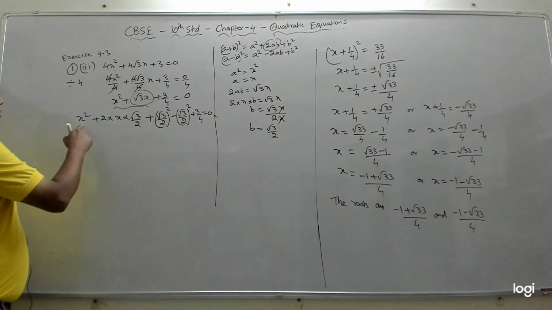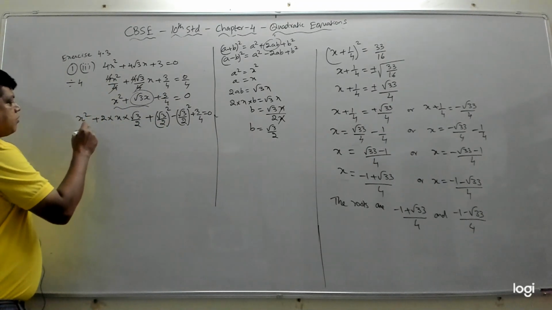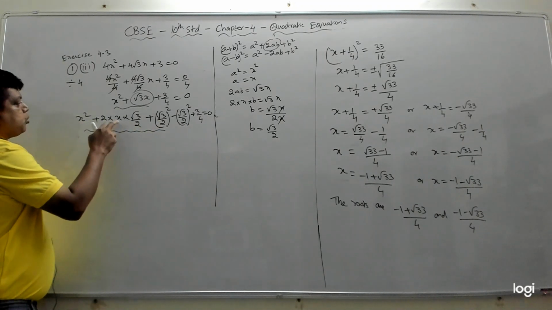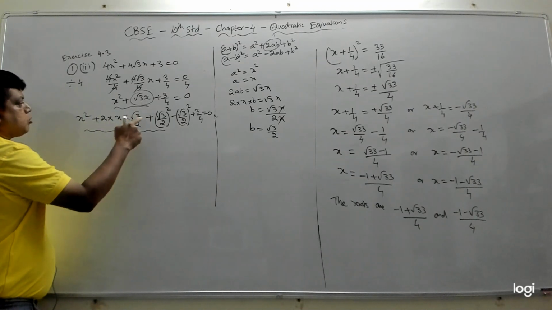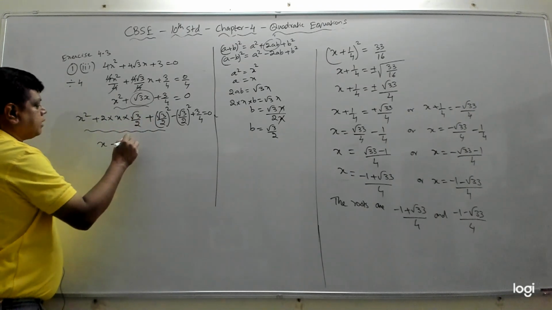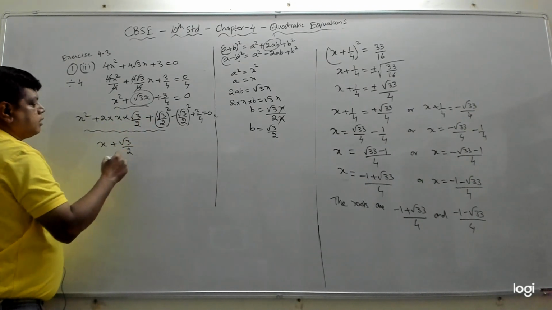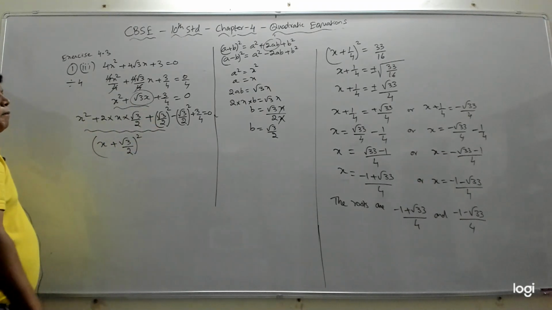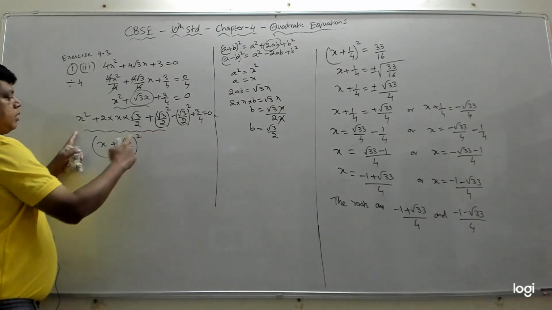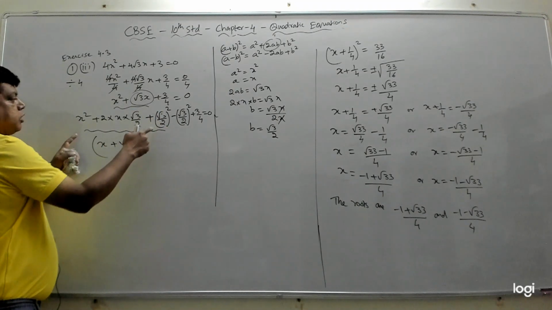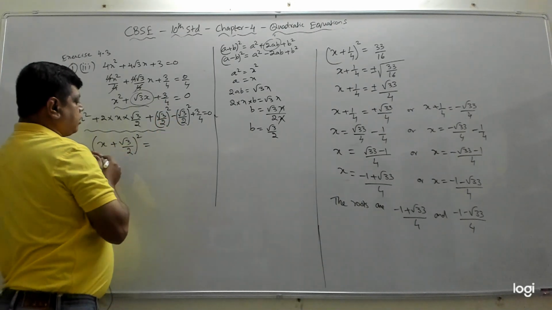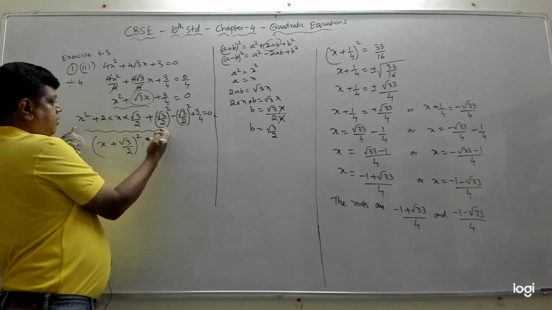Equal to 0. Now let's take here. This is in the form of what? These three terms look like a square plus 2ab plus b square, which is a plus b the whole square. A is x, b is root 3 by 2. These three terms will become a plus b the whole square.